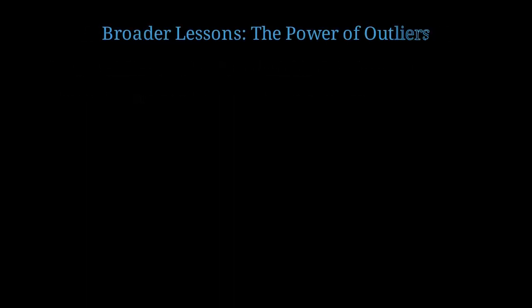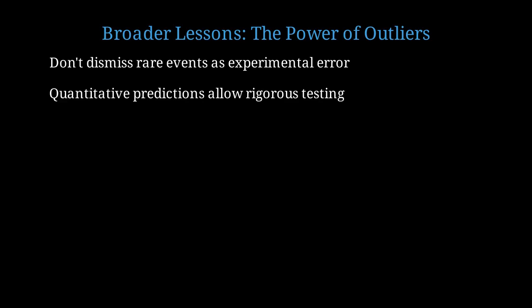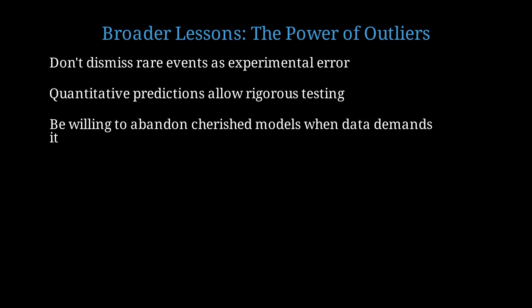This discovery teaches us profound lessons about how science works. Lesson 1. Don't dismiss rare events as mere experimental error or noise. Sometimes the outliers are telling you something fundamental. Lesson 2. Quantitative predictions are crucial. Rutherford could say the plum pudding model was wrong because he could calculate what it predicted and compare it to data. Lesson 3. Be willing to completely abandon even widely accepted models when the data clearly contradicts them. Lesson 4. Sometimes the simplest explanation for anomalous data is radical. The nuclear model was simpler than elaborate modifications to the plum pudding model.